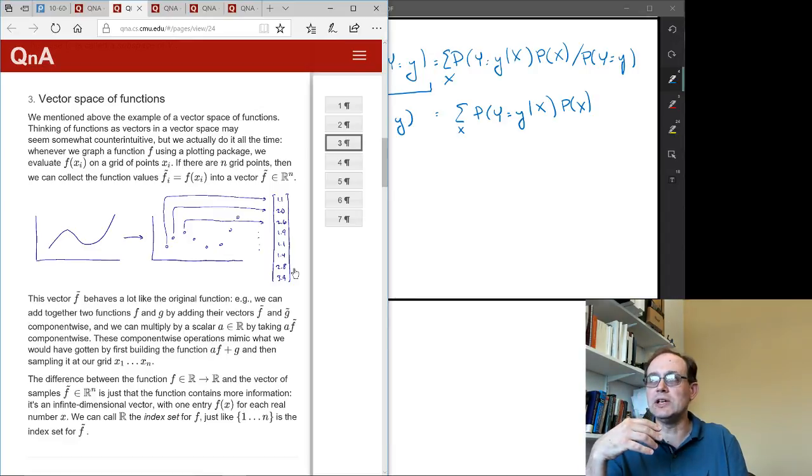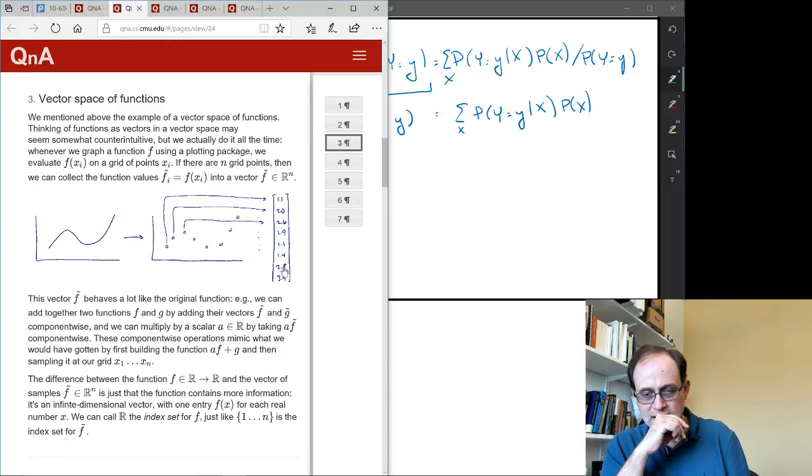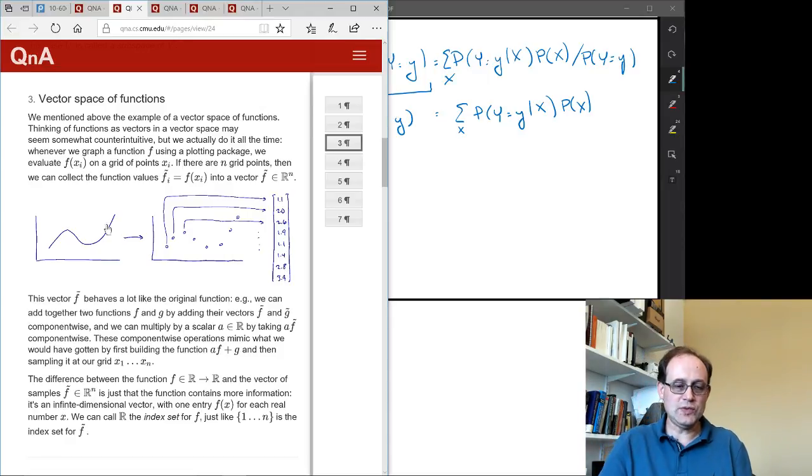The plotting program doesn't actually know about cosine x. It just knows that x equals 1 corresponds to y equals 1.1, x equals 2 corresponds to y equals 2.0, and so forth. So we just give it a list of the values of the function. And in that way, what we've done is we've taken this function and represented it approximately as a vector.